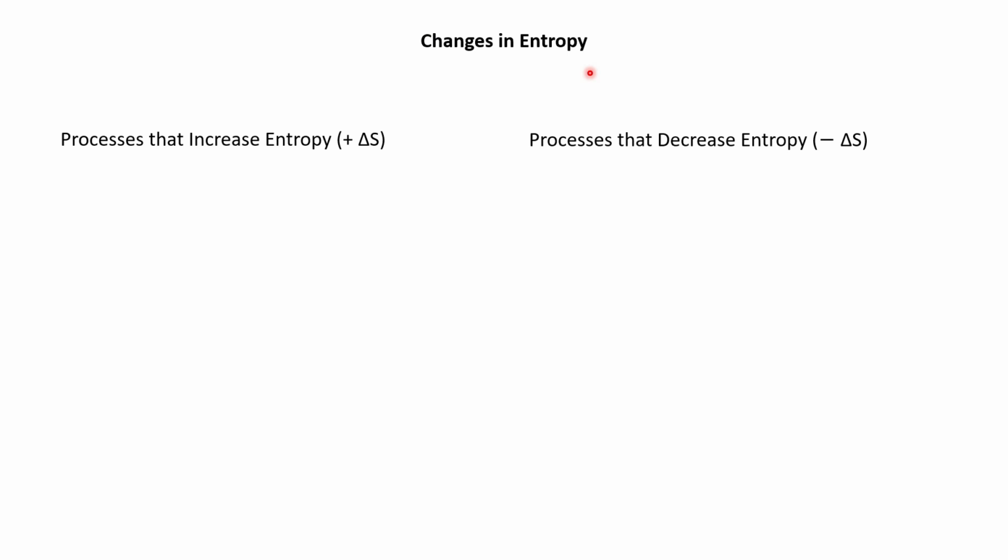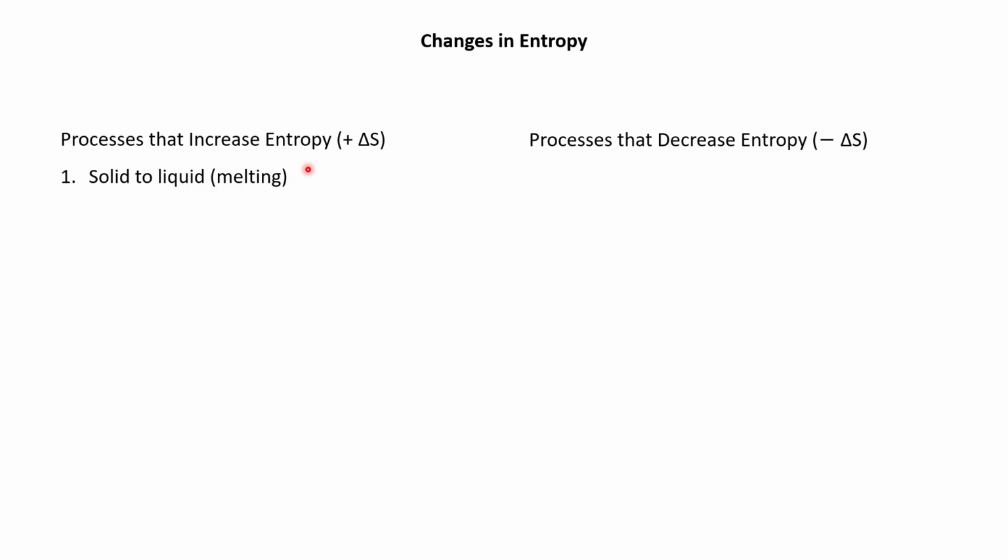Let's take processes that increase entropy or will give us a positive value for delta S. Obviously, this list I'm going to give you is not exhaustive, but hopefully should cover the major types of processes that you will see. Starting with melting. So this is a solid to liquid transition.